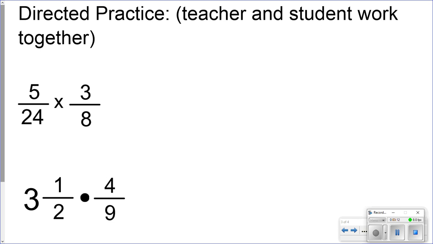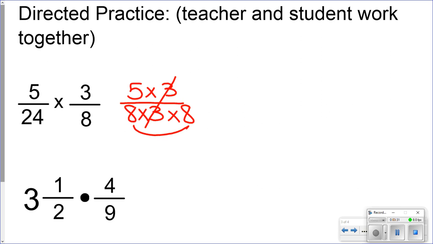5/24 and 3/8 are not whole numbers. They are not mixed numbers, so we're going to simplify first. 5 times 3, and then 24 can be broken down into 8 times 3, times 8. 3's are in common. These two 8's here cannot get crossed off just because they're in the same number. They have to be compared from top number to bottom number. So they have to stay. Numerator is 5. 8 times 8 is 64. The product of these two fractions is 5/64.